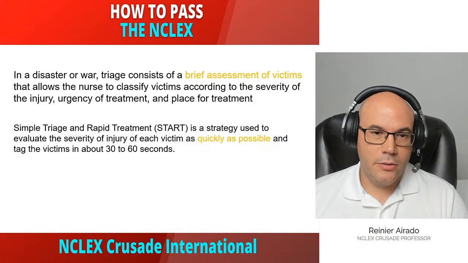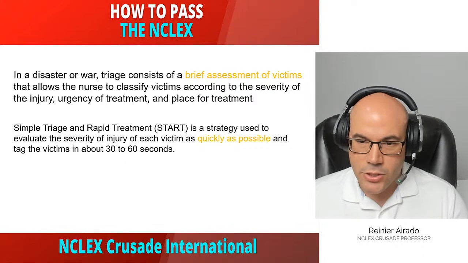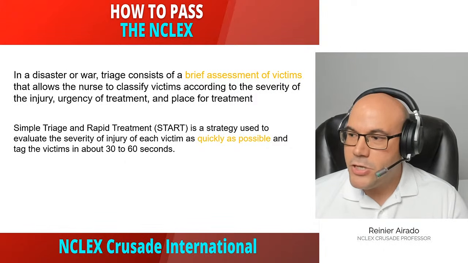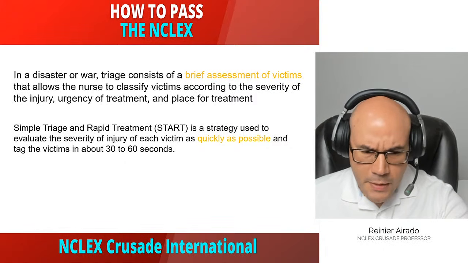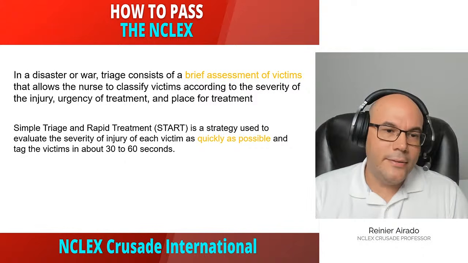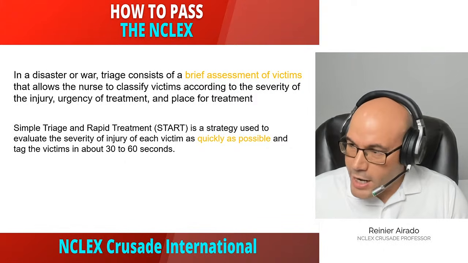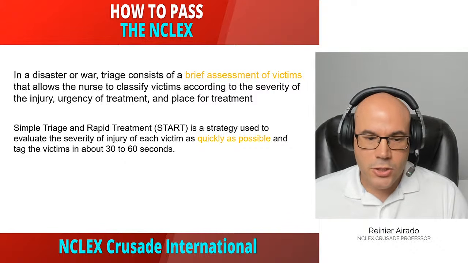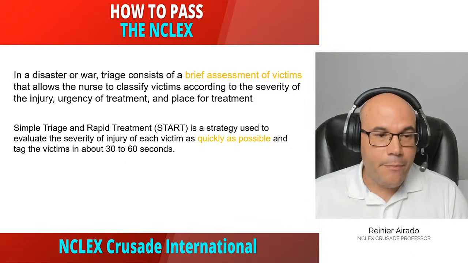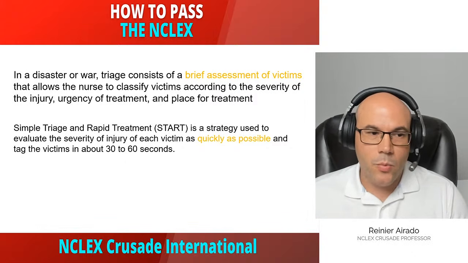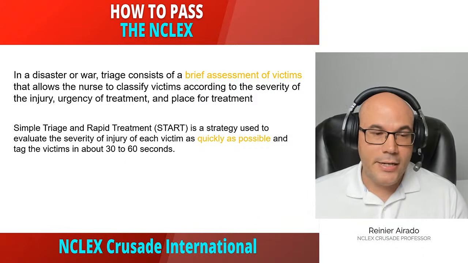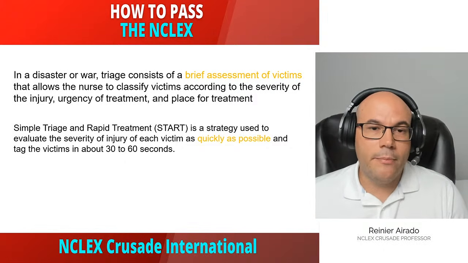A type of triage that is used in disasters or mass casualty events is known as the Simple Triage and Rapid Treatment, START. Basically, this is a strategy that is used to evaluate the severity of injuries to each victim and find a solution quickly. Now, the important key factor of this type of triage is that it needs to be done within 30 or 60 seconds. So in 1 minute, the triage needs to be done, and you have to do something to start helping these victims.